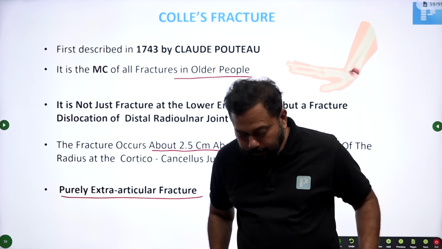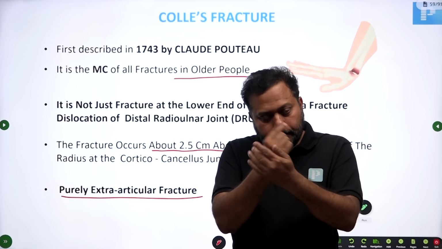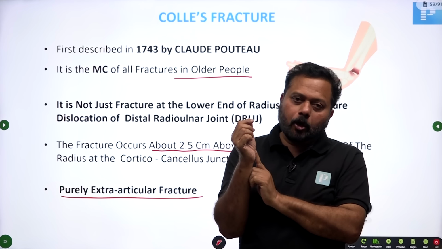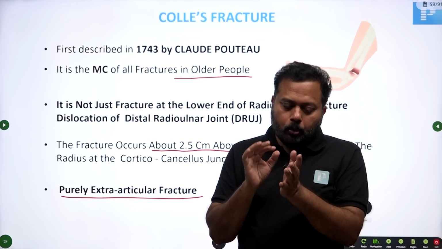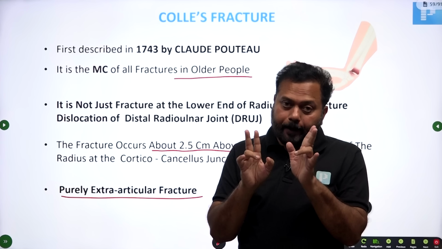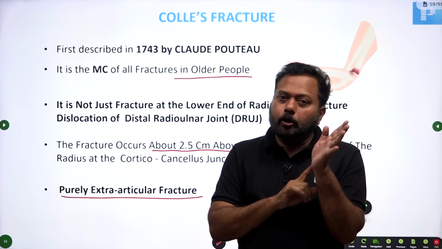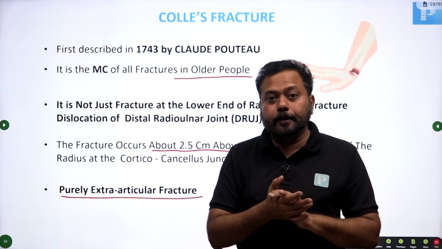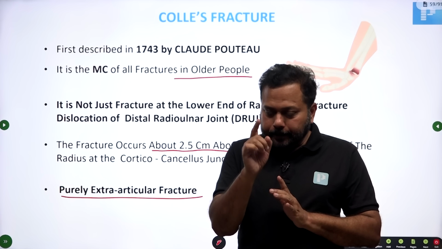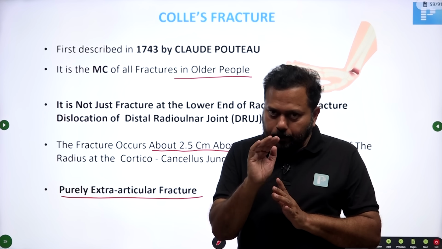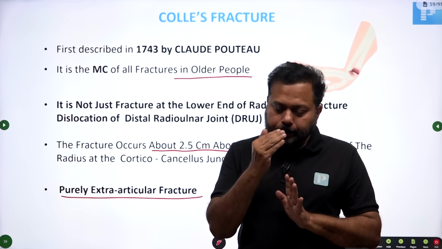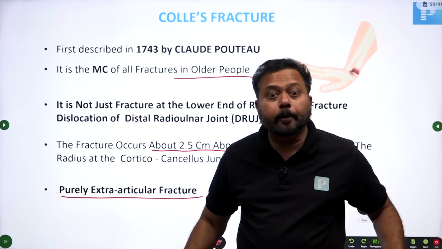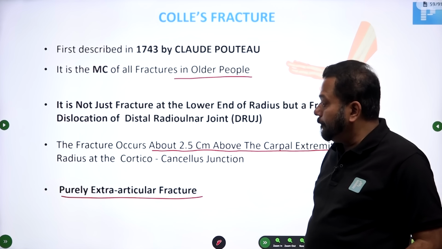See guys, please for just 10 seconds focus your attention on me. Distal radial fracture, common fractures, two. Actually, there are two common fractures. One is called Colles, another is called Barton. Distal radial fracture which is purely extra-articular is called Colles. Distal radial fracture which is intra-articular is called Barton. You see, that is the difference.